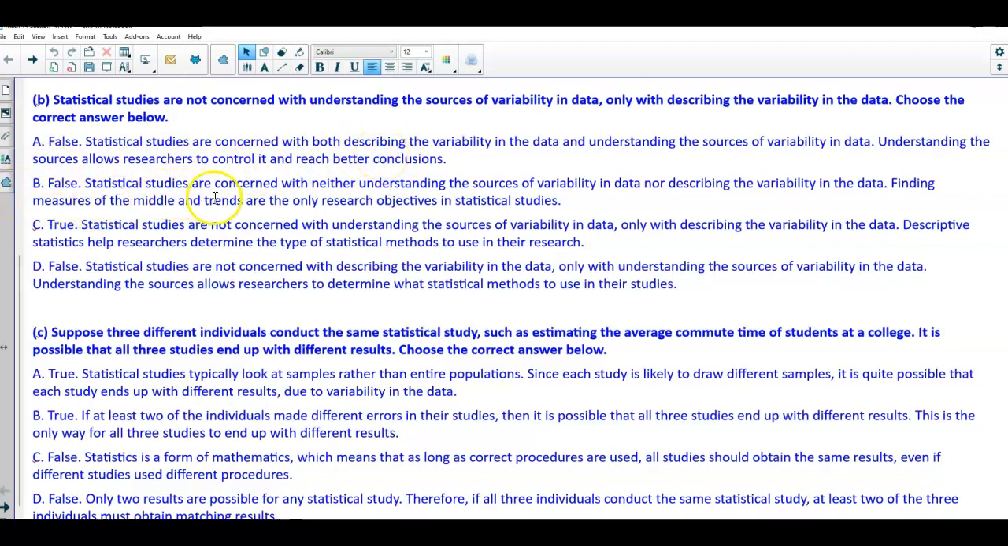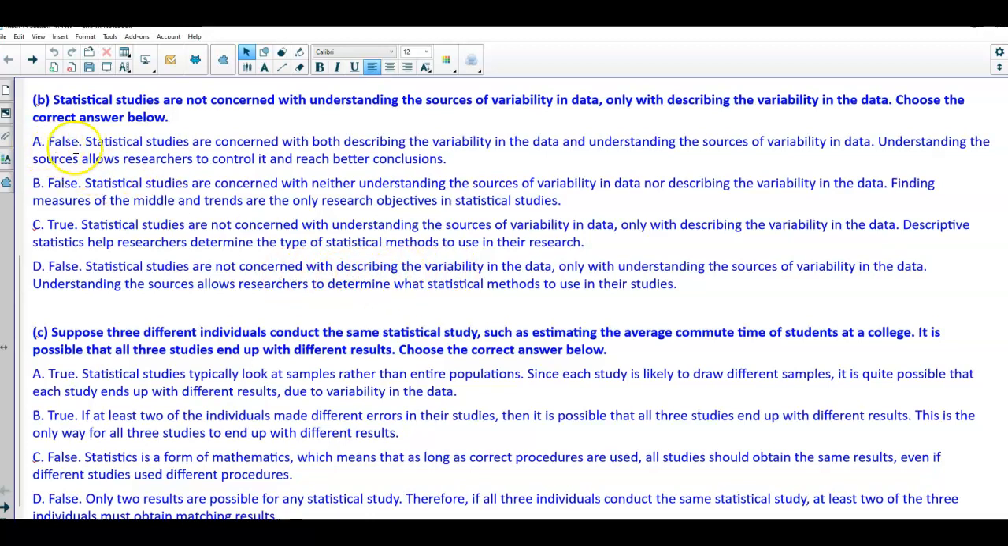Part B says statistical studies are concerned with neither. Well, that's not true because they want to know the variability, so we cannot say B. And the answer here says true. It says statistical studies are not concerned with understanding the sources of variability, only with describing the variability in the data. Descriptive statistics help researchers determine the type of statistical methods to use in their research. Well, they are concerned with understanding the sources of variability. And in part D, it says false. Statistical studies are not concerned with describing. Well, that's not right. They are concerned with describing the variability.